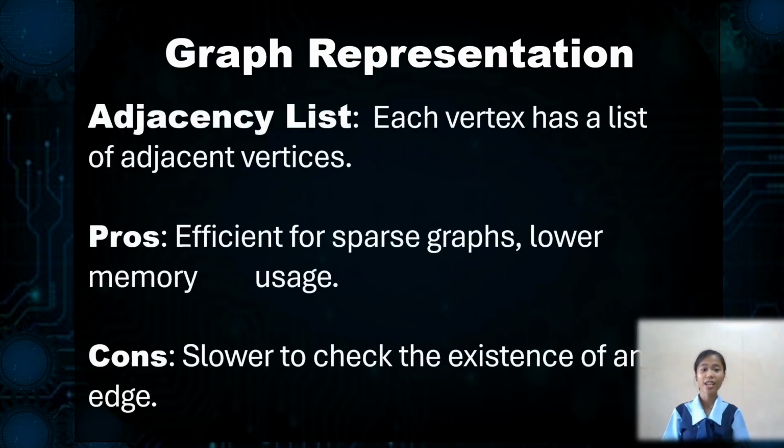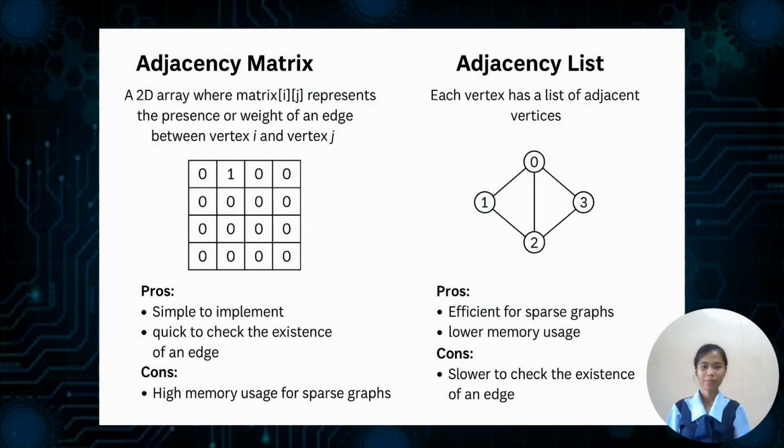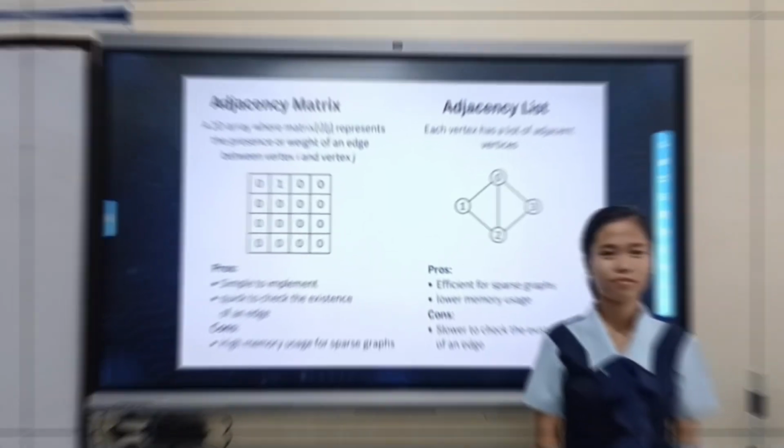Next is adjacency list. Each vertex has a list of adjacent vertices. Pros: efficient for sparse graphs, lower memory usage. Cons: slower to check the existence of an edge. So this is the adjacency matrix and adjacency list.